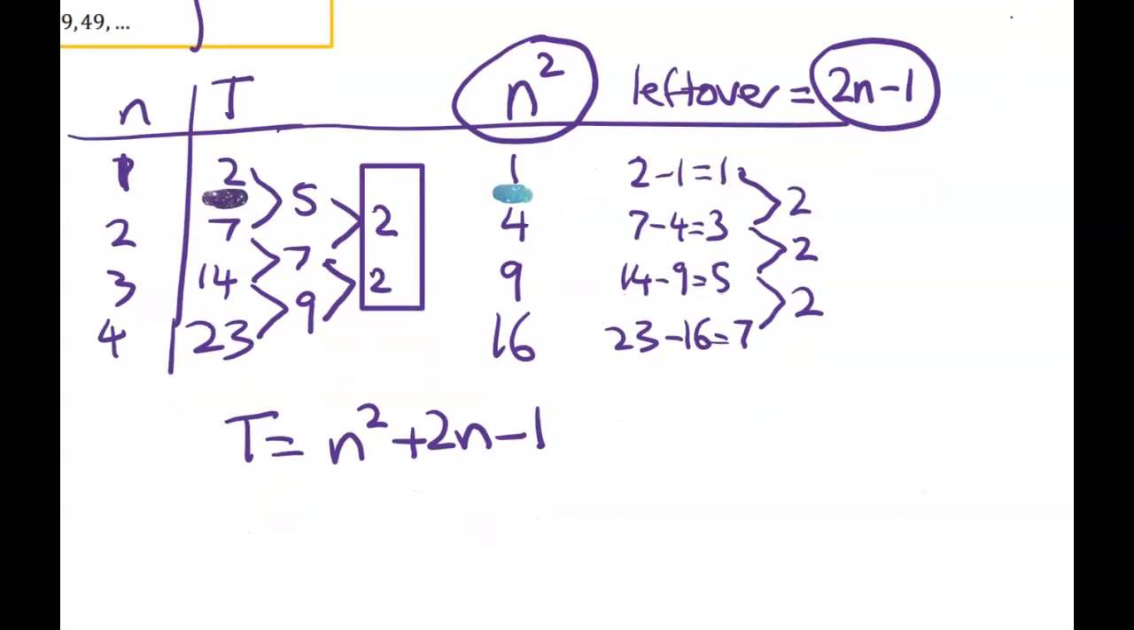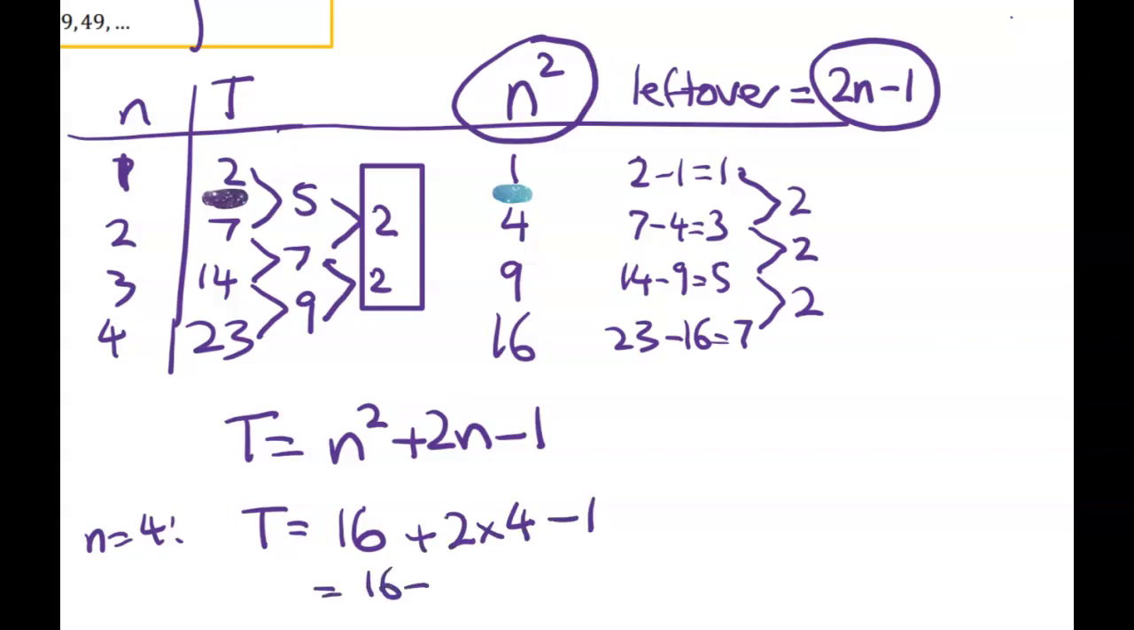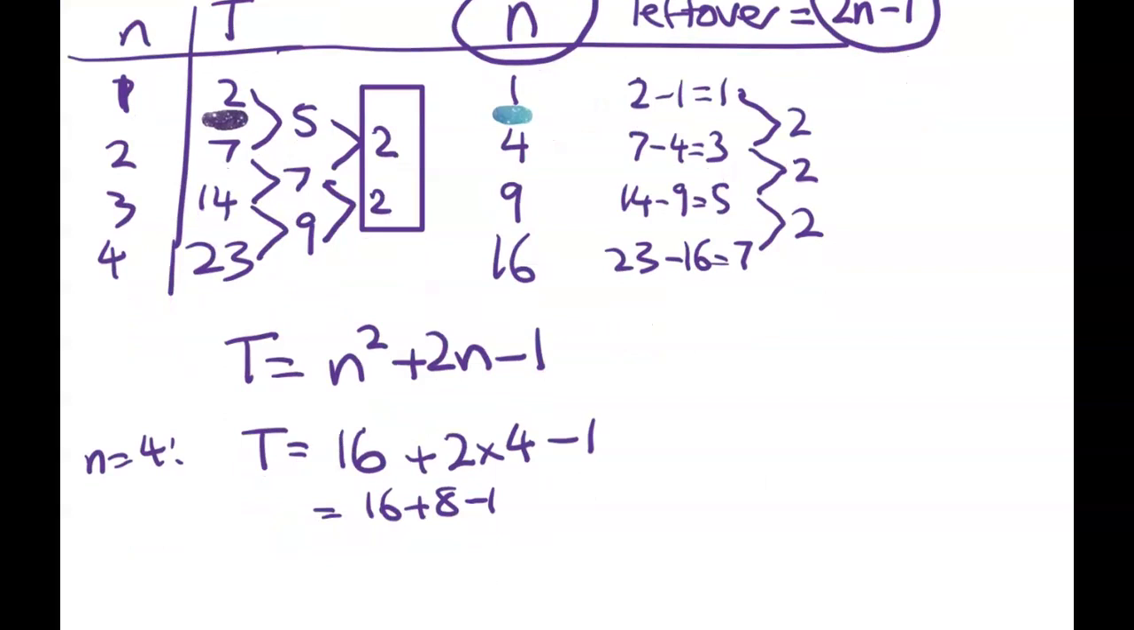And we can check that out. For example, when n is 4, we should get 23. Let's see if we do. Well, n squared is 16 plus 2 times 4 minus 1. That gives me 16 plus 8 minus 1, which is 23. So it's always worth checking, especially when you're starting out with these, that it actually does work by putting in a value of n and checking.